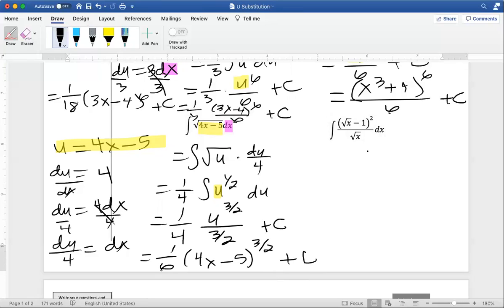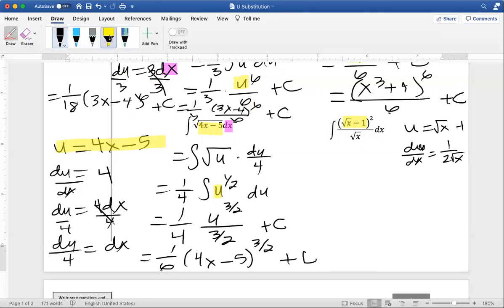Okay, another example. So this one says the square root of x minus 1 squared over square root of x. So again, I'm going to always try to pick the stuff that's inside powers and see if it works out. So in this case, I'm going to pick u to be square root of x minus 1. I know that the derivative of square root of x is 1 over 2 square roots of x. You can rewrite this as x to the 1/2. Bring the power in front, 1/2 x to the negative 1/2. Put it in the denominator, 1 over 2 square root of x.